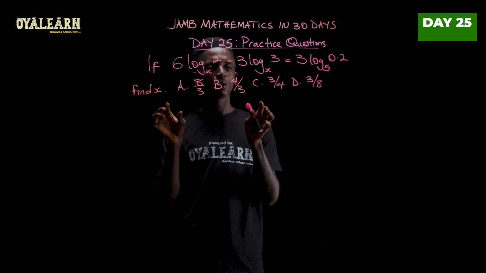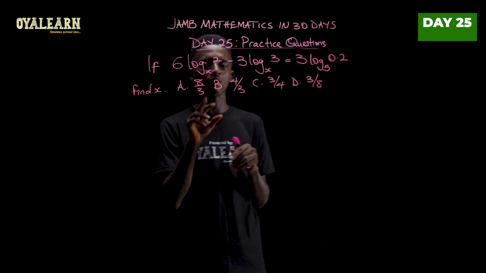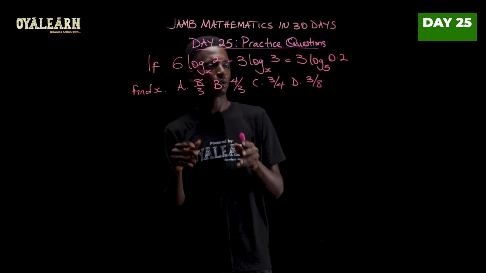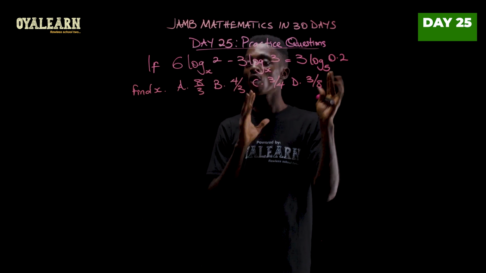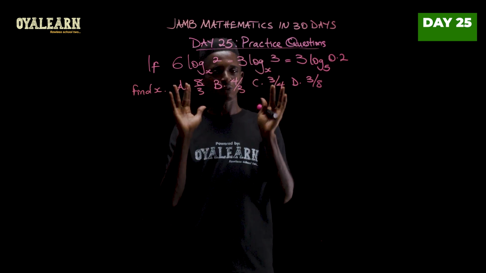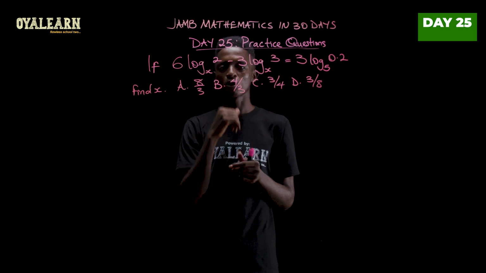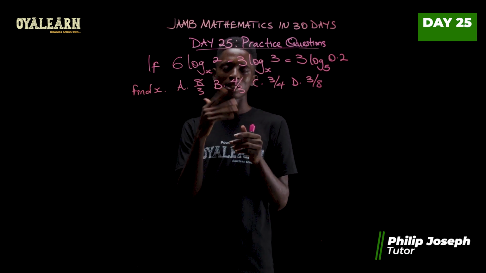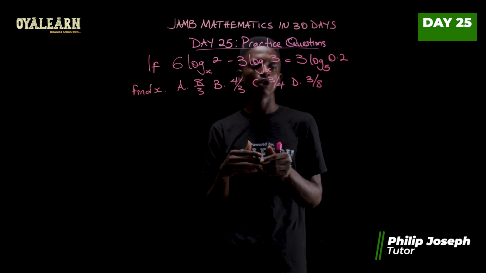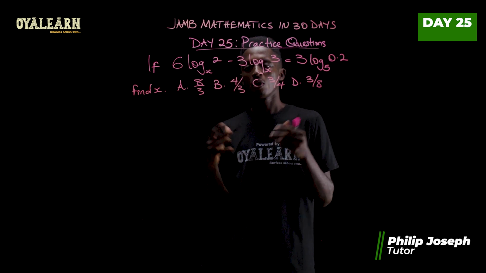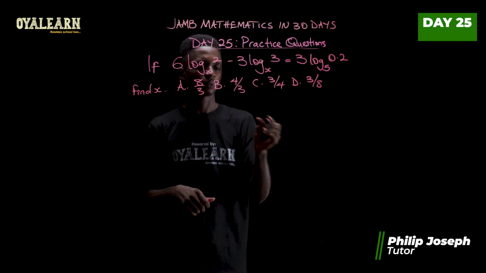Now, this math problem involves logarithm of an unknown base, and is equated to one that has a known base of 5. So how do we solve this problem? So we are told if 6 log to base x of 2 minus 3 log to base x of 3 equals 3 log to base 5 of 0.2, what is the value of x?